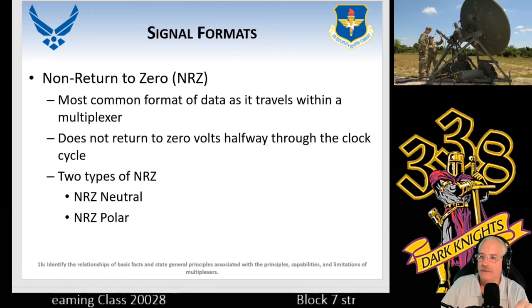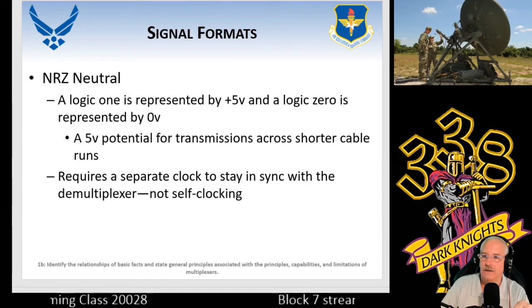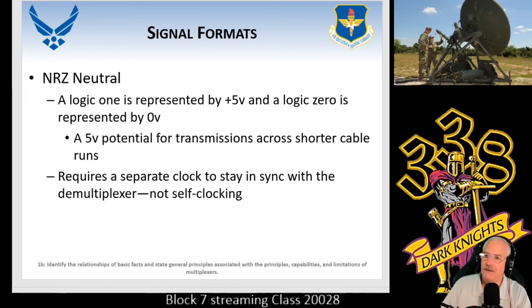There are two different types. We have neutral and polar. Let's take a look at them. Neutral is a 5-volt difference between ones and zeros. 1 being +5, a 0 being 0. You'll notice that last sentence, it says requires a separate clock to stay in sync.